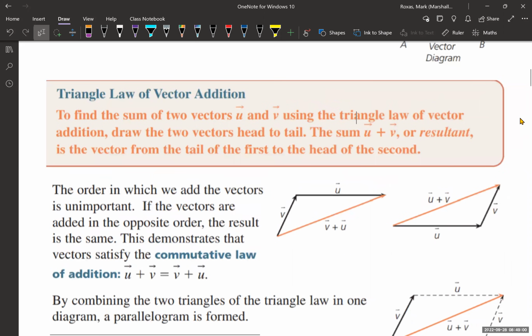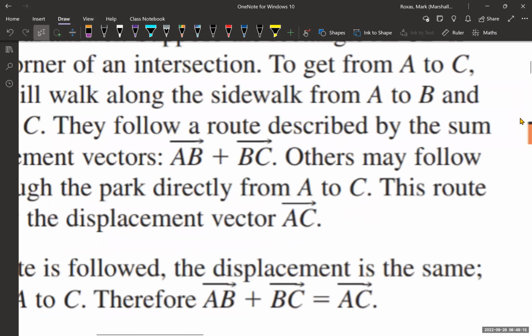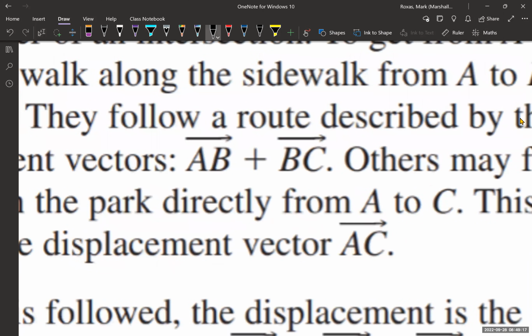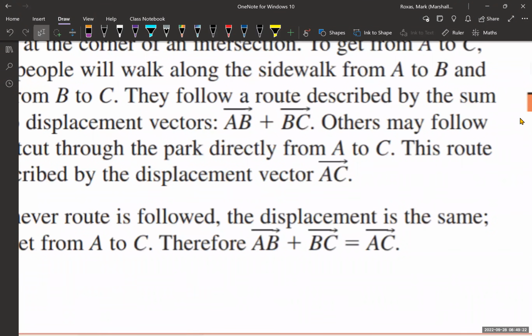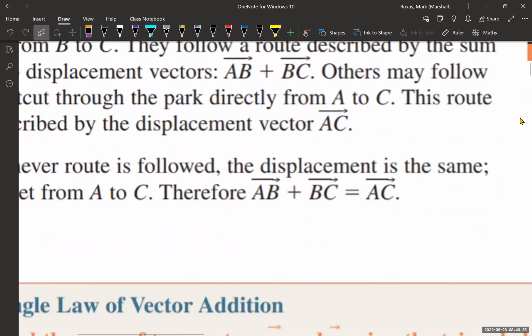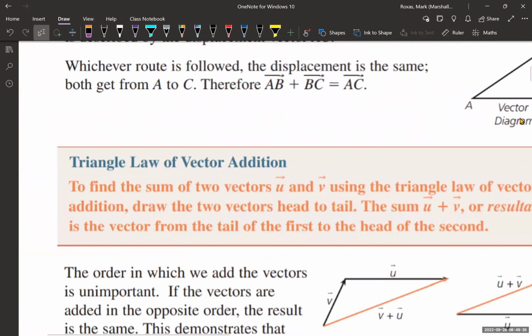Okay, 6.2, we're looking at adding and subtracting vectors. So last time we did introduction to vectors. What's a vector? A vector is just an arrow, head to tail. If you have two points, let's say A and B, then the tail of the arrow starts at A and ends at B. And we represented vectors either through writing that or as a single letter, like U or V. And so today we're looking at how to add two vectors.